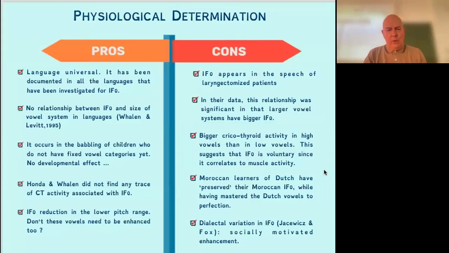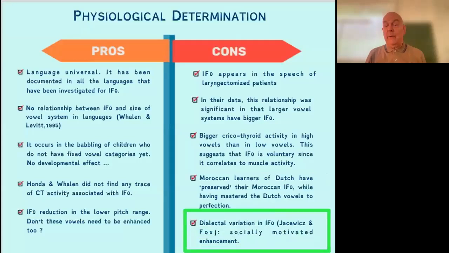Also nice, I think, is dialectal variation in IF0 that has been recently documented with respect to American English. There is variation in the size of IF0, and you would not really expect that in the same language. So there's regional variation that might point towards some perceptual aspect here.